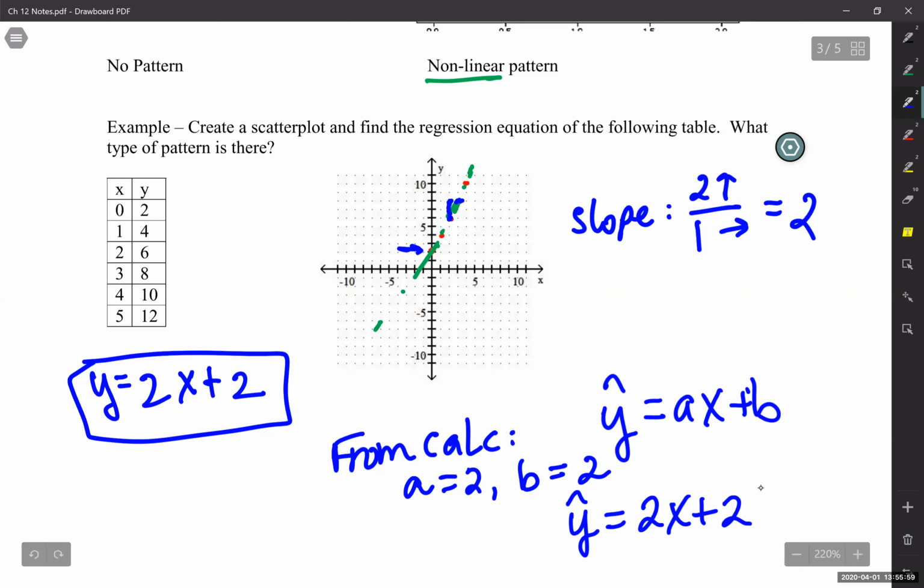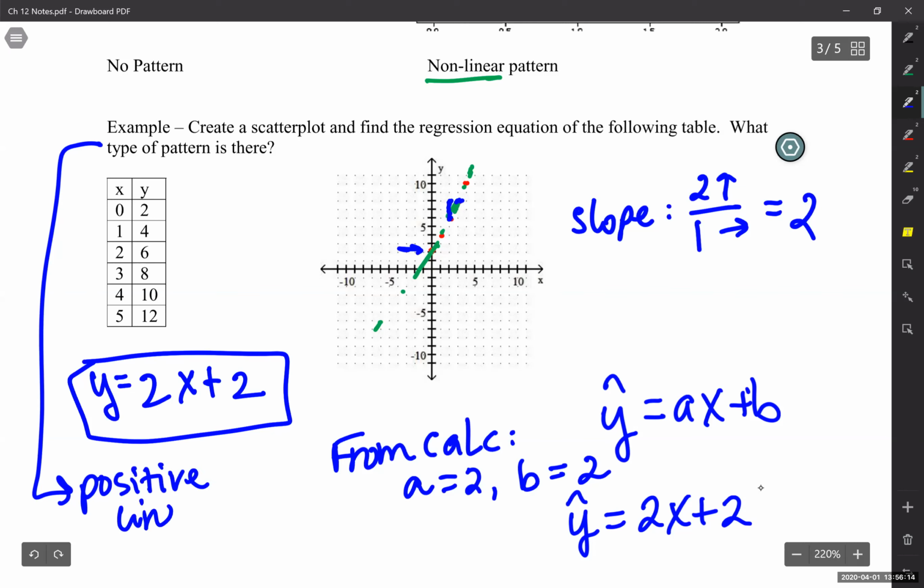And then what we can do from there is we can tell, and you can tell this from the picture also, this picture has, what type of pattern is it? And this one is positive linear association.